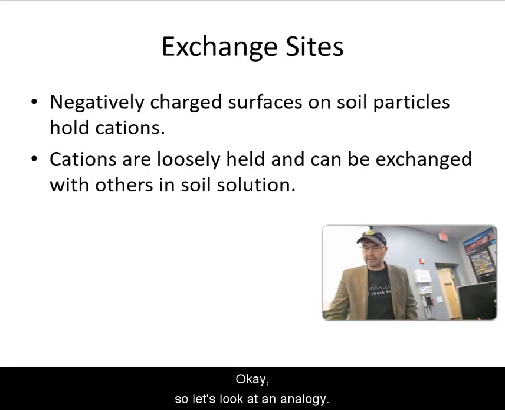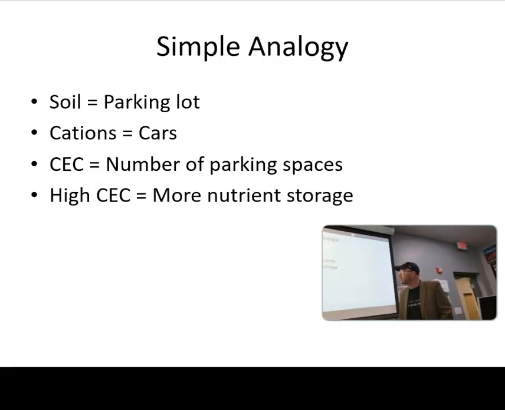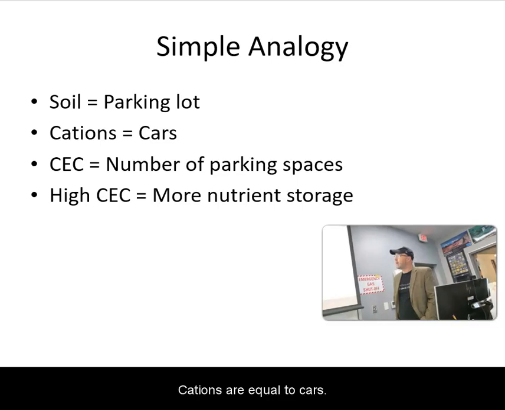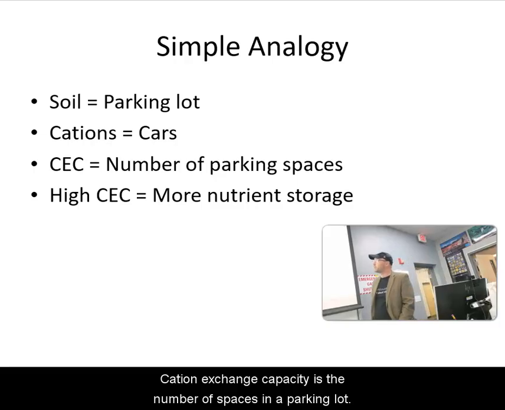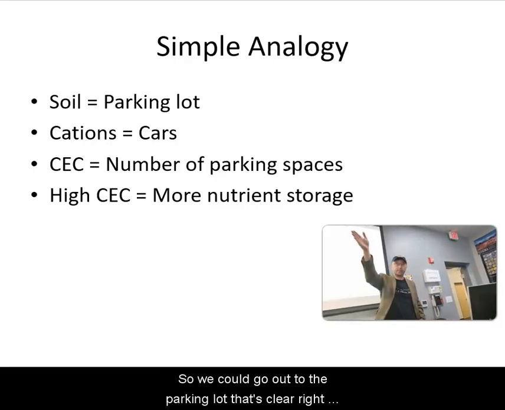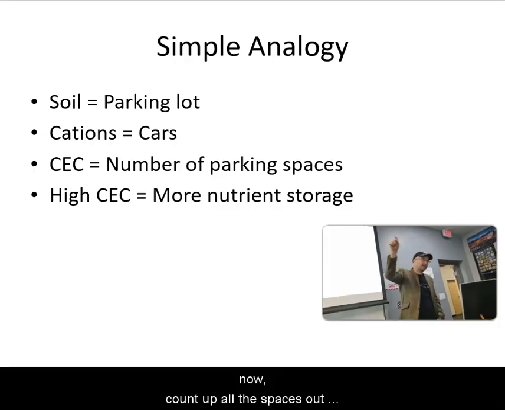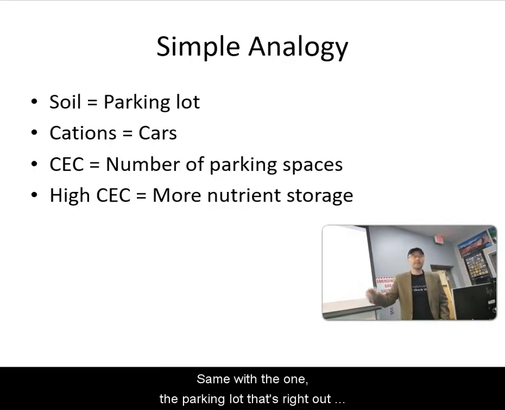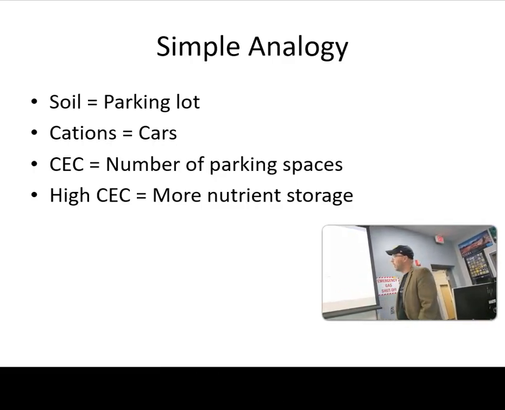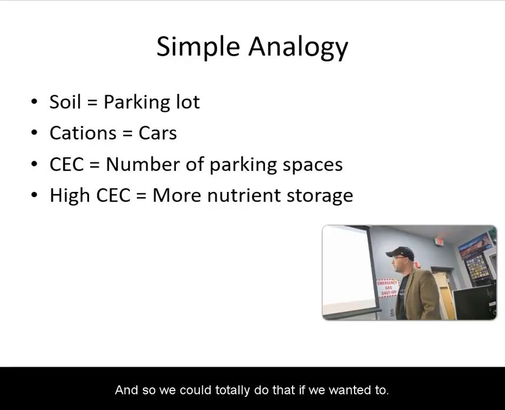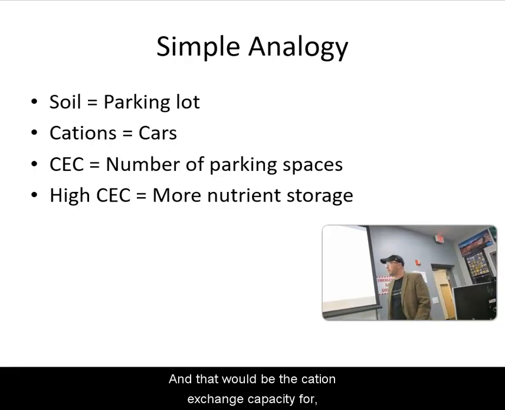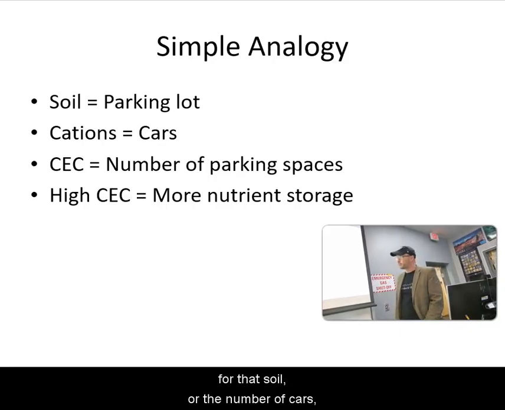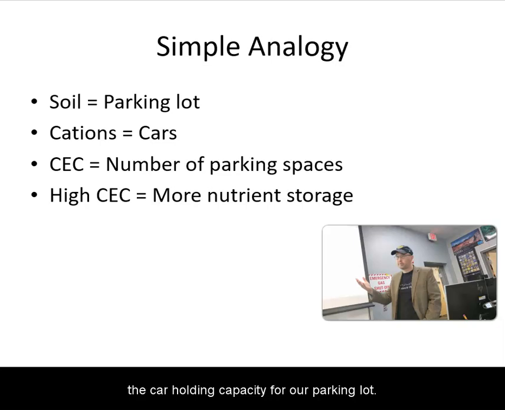Okay, so let's look at an analogy. Soil equals a parking lot. Cations are equal to cars. Cation exchange capacity is the number of spaces in a parking lot. So we could go out to the parking lot that's clear right now, count up all the spaces out there, and know how many cars can be in there. Same with the parking lot that's right out here, right? And so we could totally do that if we wanted to. And that would be the cation exchange capacity for that soil, or the number of cars, the car holding capacity for our parking lot.